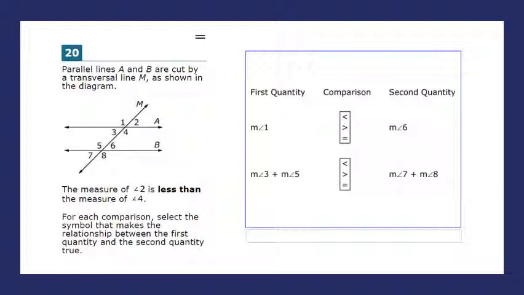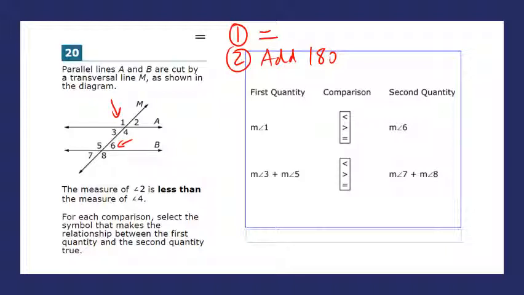Now here's the deal. Remember, the only two relationships that any pair of angles can be in a picture like this is either they are equal to each other or they add to 180. So let's see about the first quantity comparison and the second quantity comparison. So in this first statement, we're looking at angle 1. So there's angle 1 in the upper left-hand corner here, and angle 6.